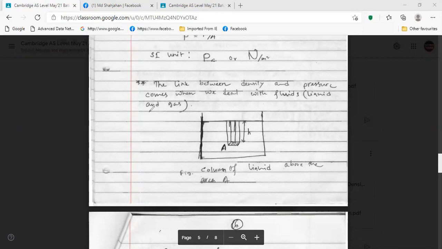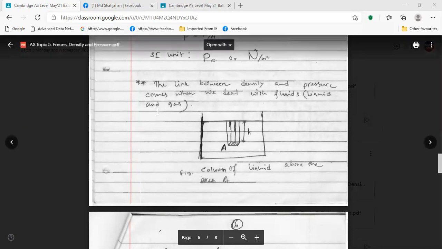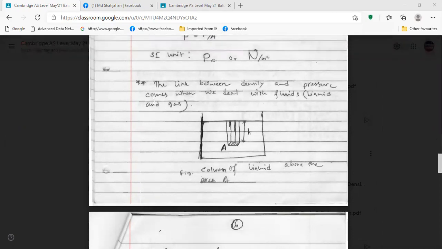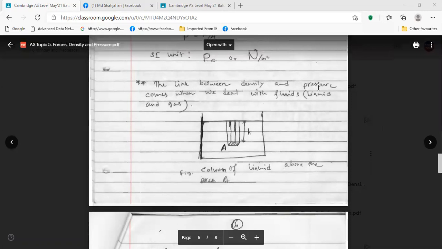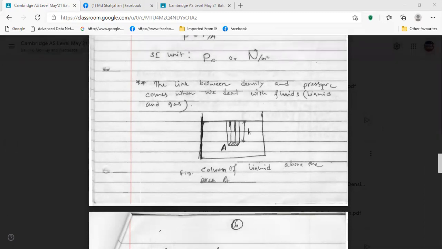Didn't you watch? Okay, watch the recordings and collect the notes. Complete dynamics. Here we have the link between density and pressure. You write topic 5, forces, density, pressure, then you write this, the link between density and pressure.